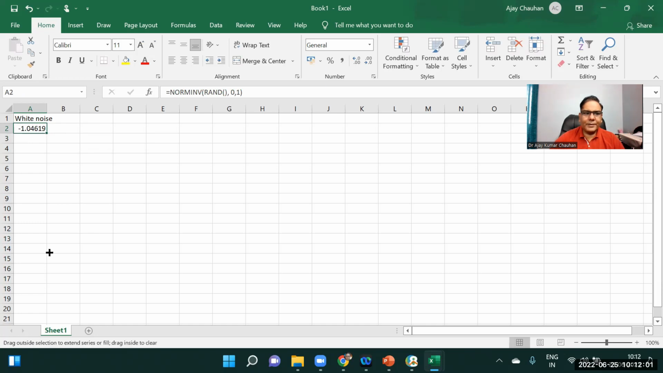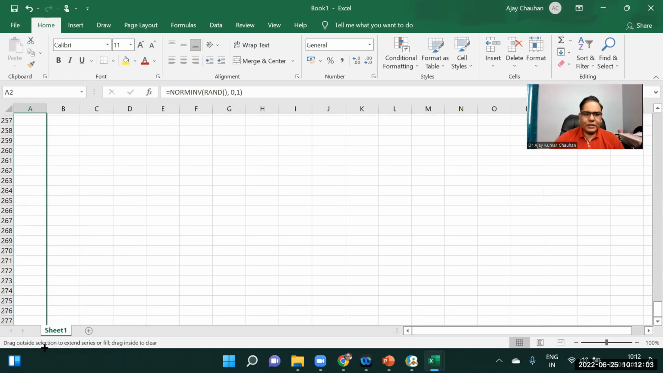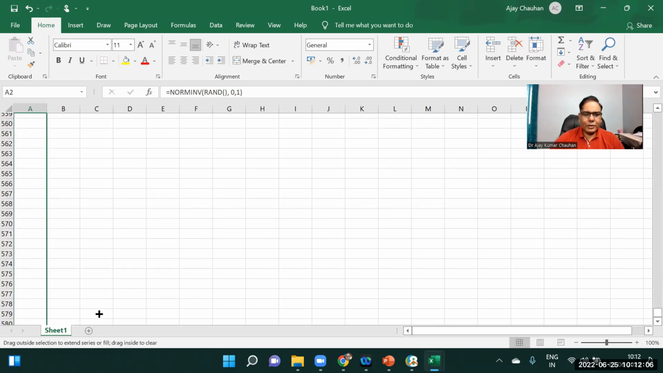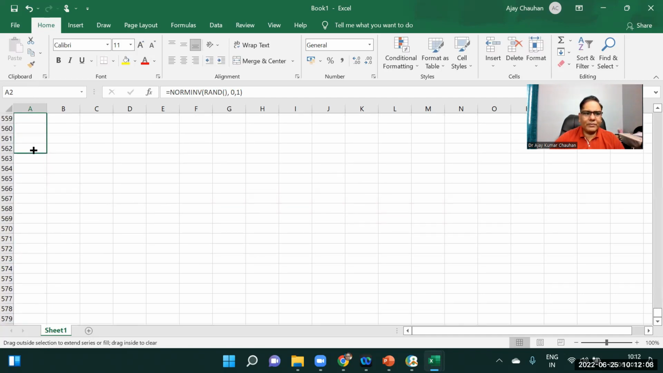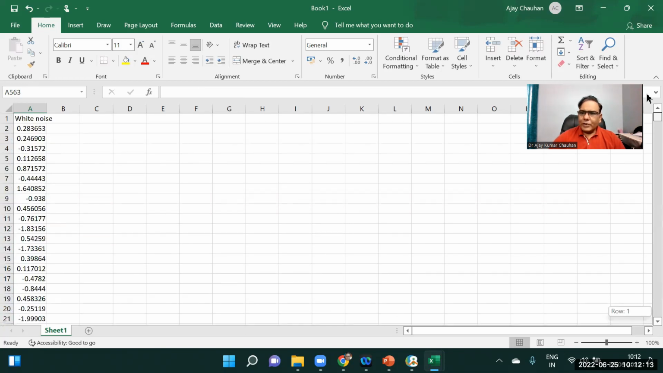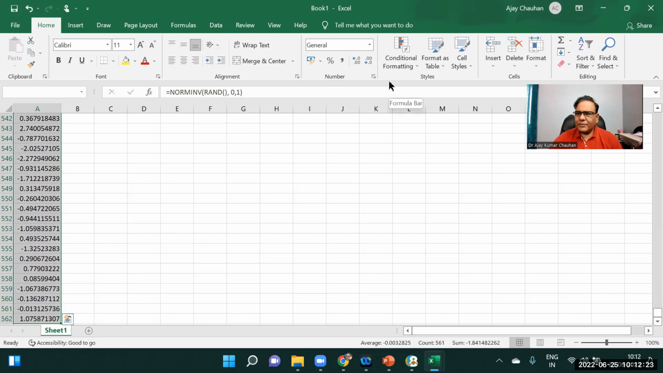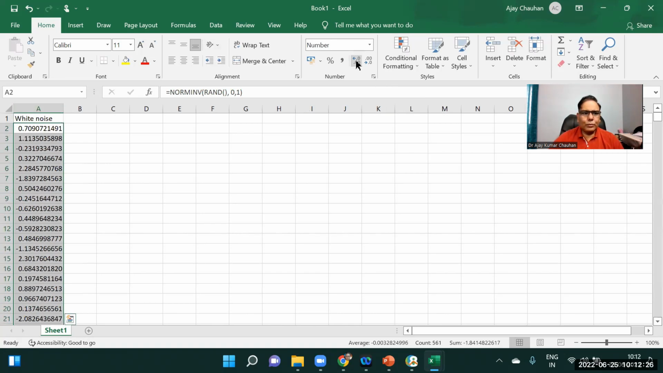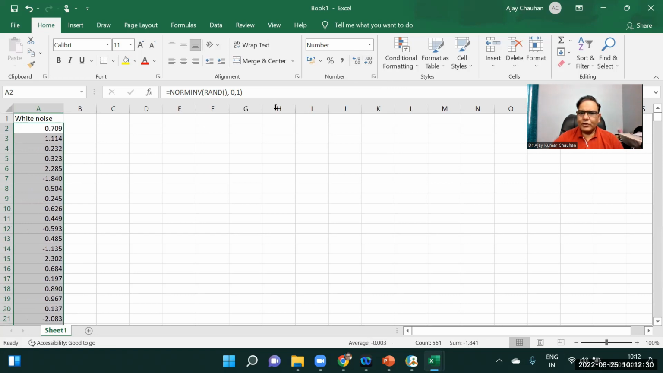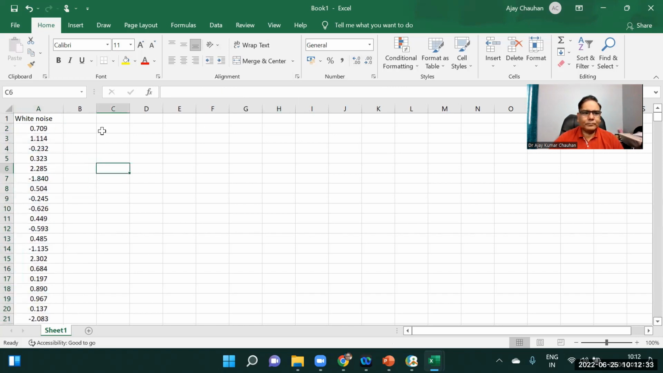So let me generate approximately 500 values. So it is a white noise, the completely random error term. This is the best way to represent a white noise, taking 3 decimal points. Okay, now I am showing you the random walk.